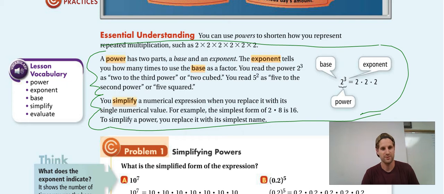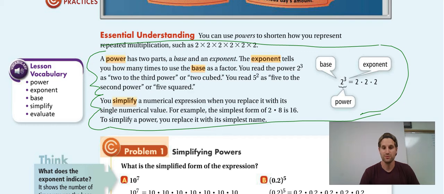We're going to spend a lot of time with exponents over the course of the year, and so this is our first taste of it. A lot of times you can read them differently. We could read this as 2 to the third power, or 3 also has a special one, 2 cubed. You could also read 5 to the second power, or 5 squared, as another example.